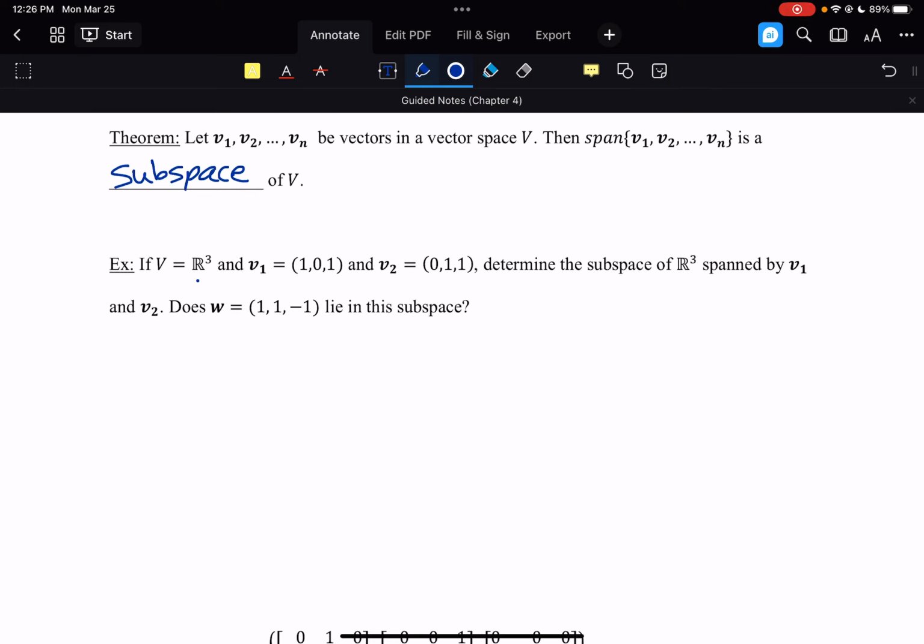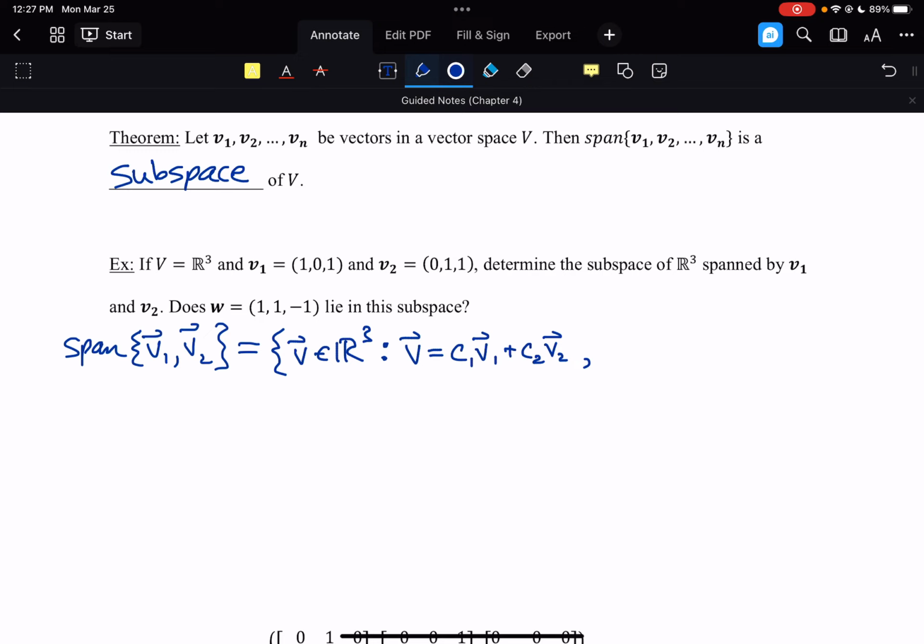If the vector space we're working with is R3, v1 is 1, 0, 1, v2 is 0, 1, 1, determine the subspace of R3 that is spanned by v1 and v2, and does w = 1, 1, negative 1 lie in this subspace? So we're going to take the span of v1 and v2. The span is going to be the set of all vectors v in R3 such that that vector v, whatever it is, can be written as a linear combination, c1v1 plus c2v2, with c1 and c2 being real numbers.